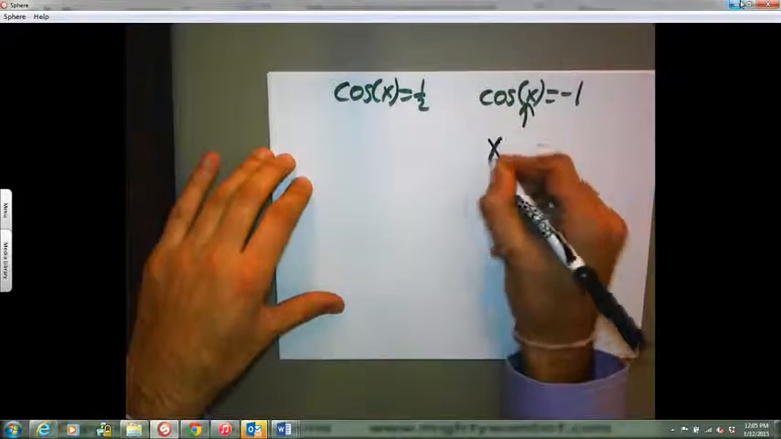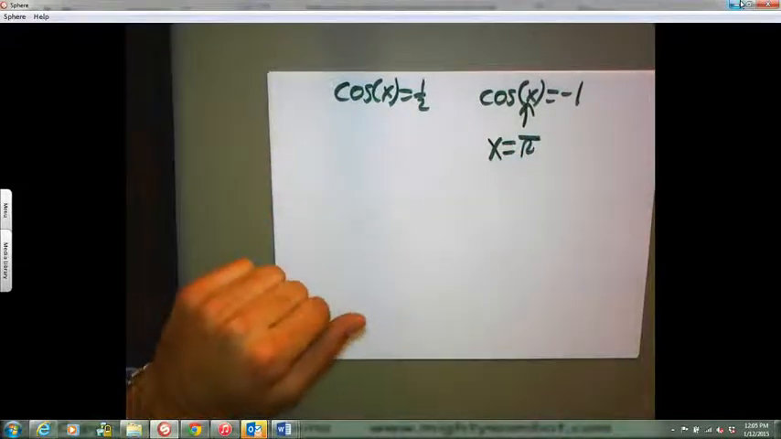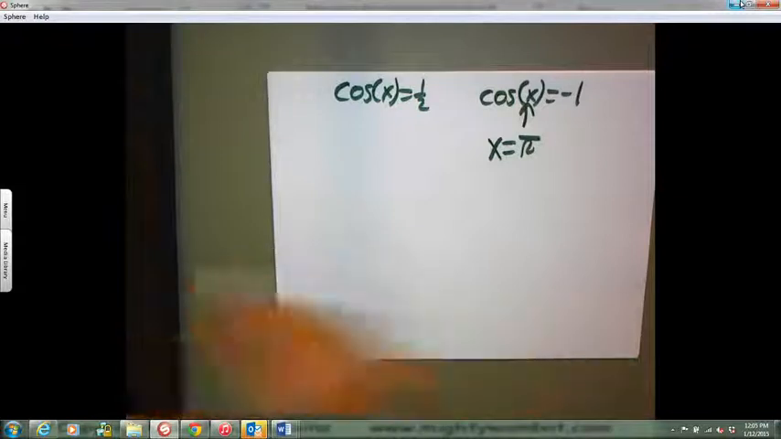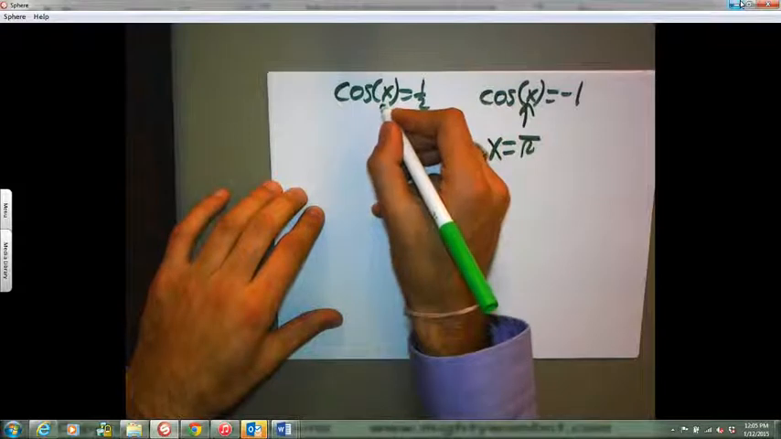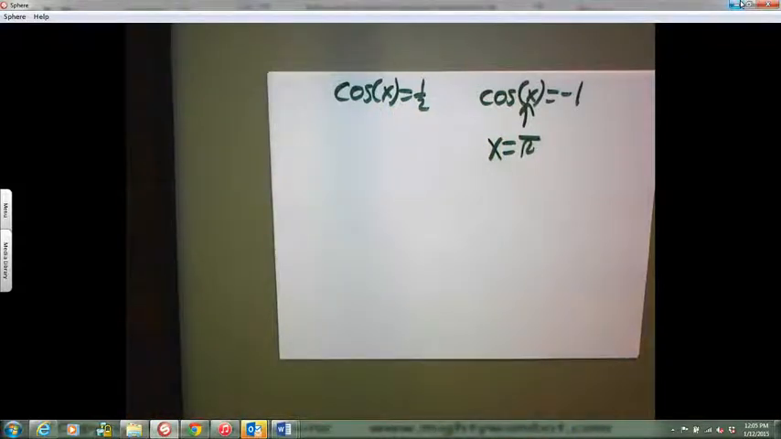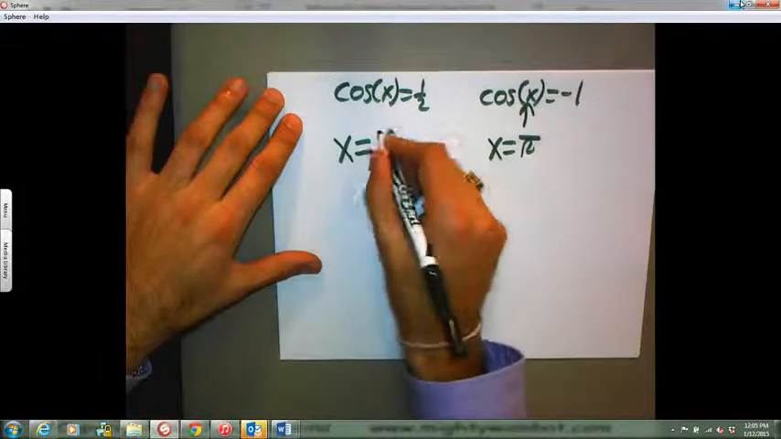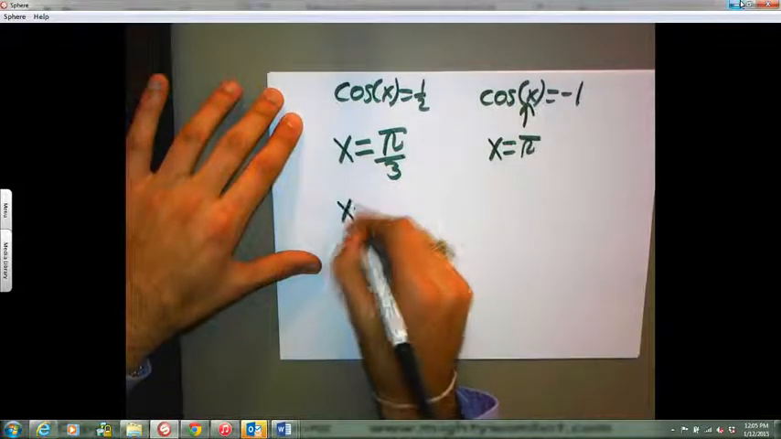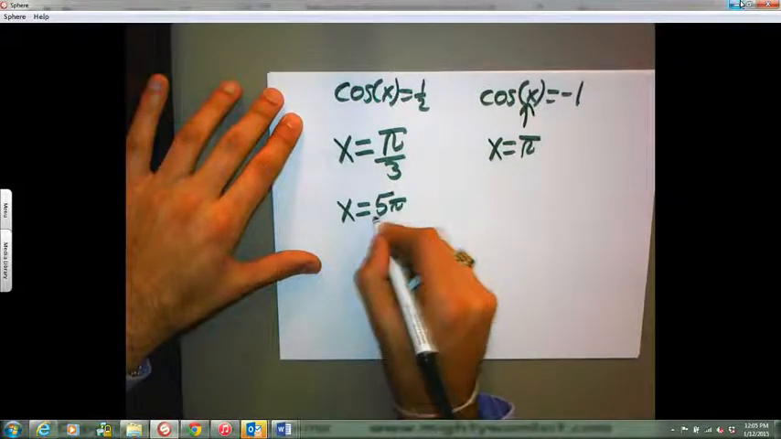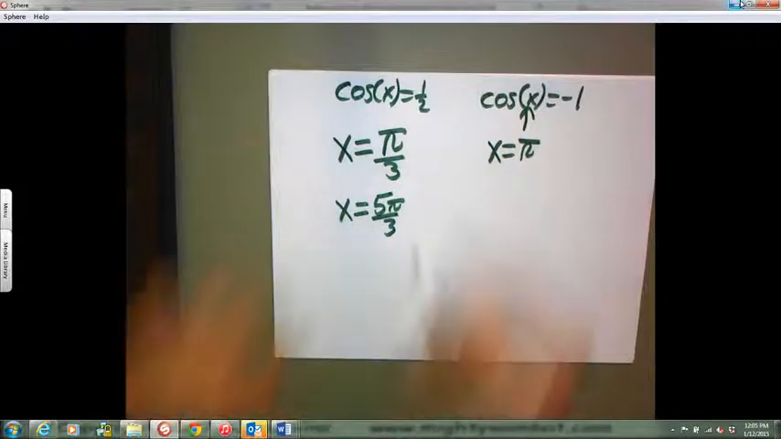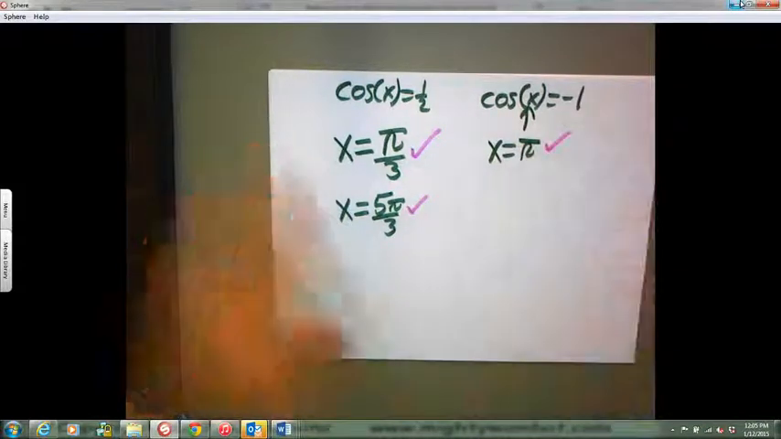Now you're looking for angles on the unit circle where cosine equals 1/2. You need to think, which quadrant should we be in? If cosine is positive, you want to be in 1 and 4. Leslie? Not pi over 2. Pi over 3. And, very good, Edgar, 5 pi over 3. 3 answers.